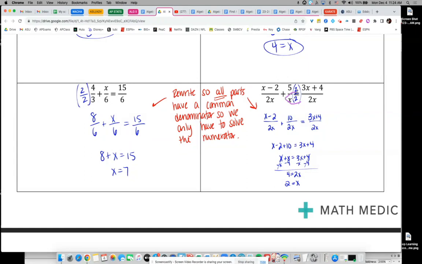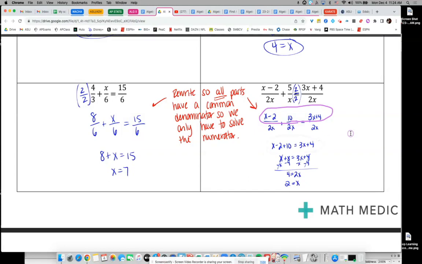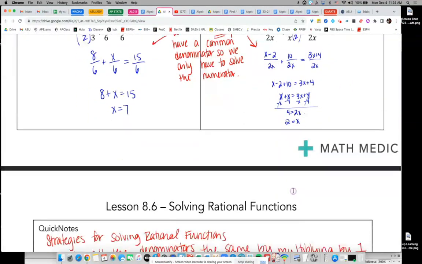So you can see we're making this one a 2x like the other ones, right? These are 2x. And then after that, you can put your tops together and make those equal to each other. And you can kind of ignore the bottom because we have a common denominator, and then solve. Don't forget to check your work.